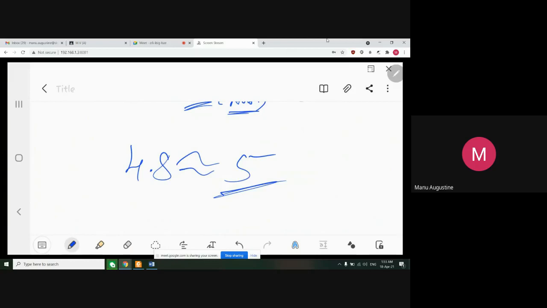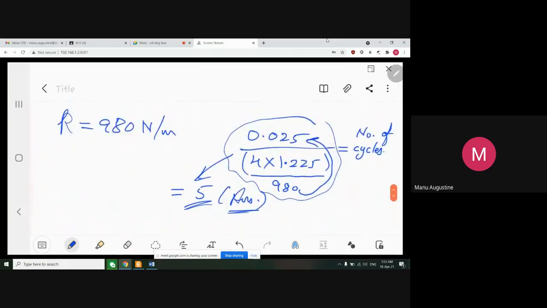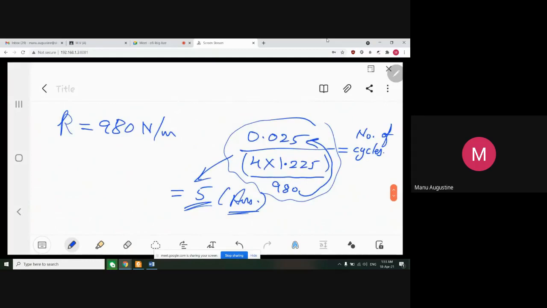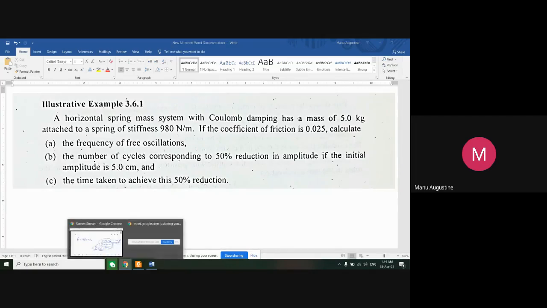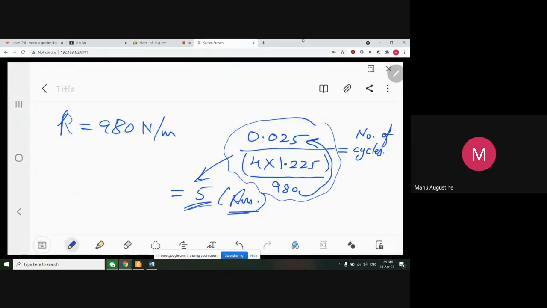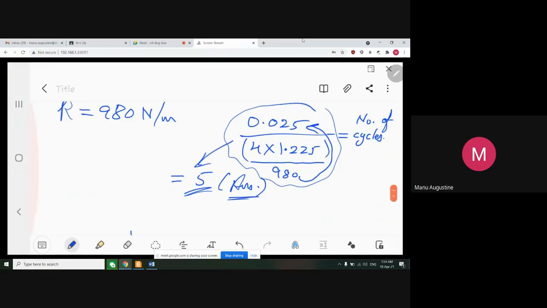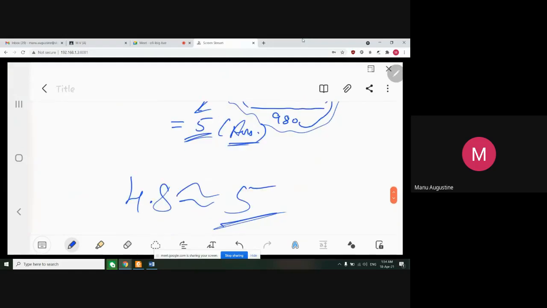This is important. But anyway, in our case, the answer fortunately came to be exactly equal to a round number 5. So this is your answer to the second part of the question. Third part of the question is, how much time was taken to achieve this 50% reduction? भाई कितना टाइम लग गया? टाइम का मतलब अब now they are asking it in seconds. Now this is directly connected to the answer that you got in the second part.